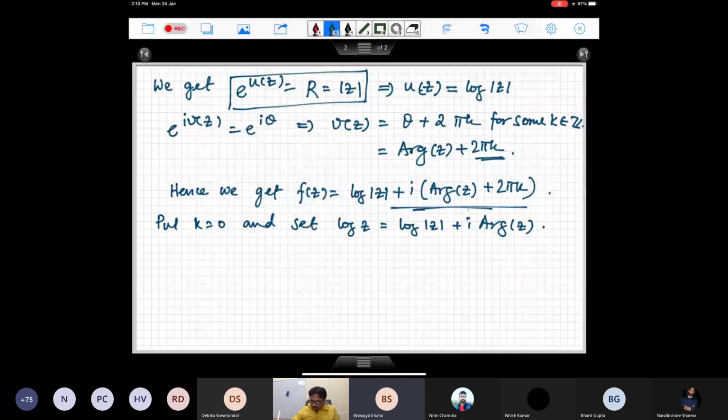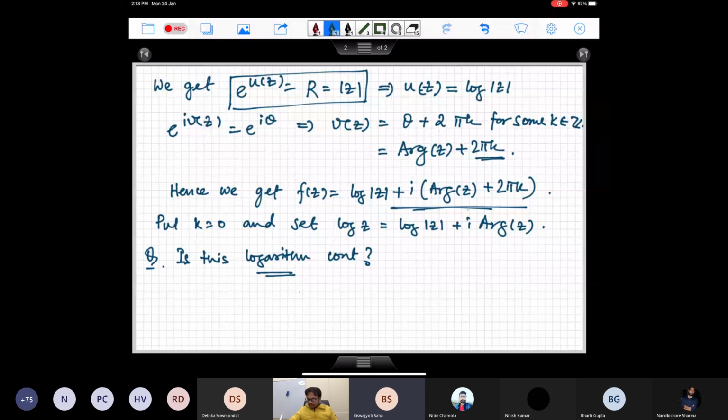Okay, so now, as I said, the question is this: is the logarithm continuous? So what do you think? Is this logarithm going to be continuous the way we have defined? So I can define it for all z not equal to 0, let's say. What do you think? Sir, will this be a continuous function?